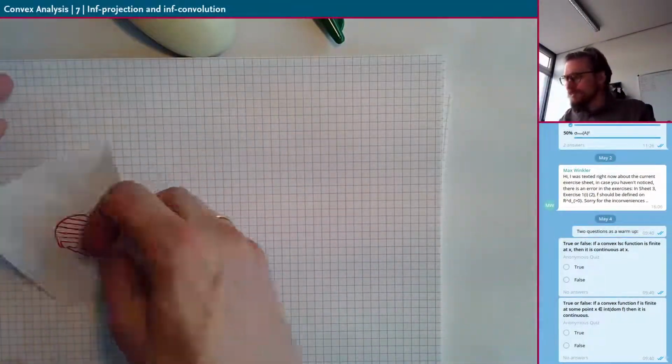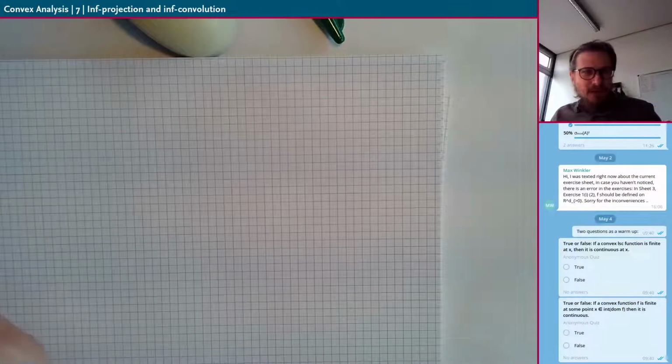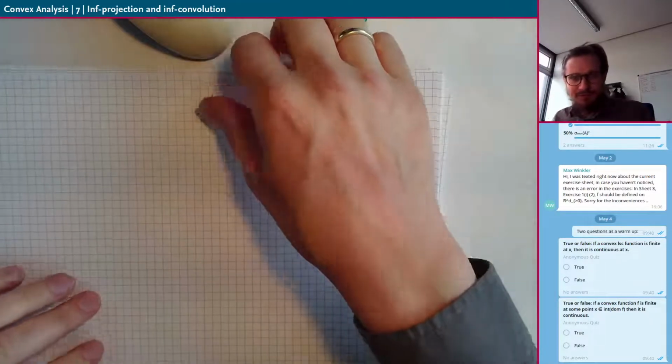So, hello and welcome to lecture number 7 on convex analysis. The theme today is the inf-projection and the inf-convolution.